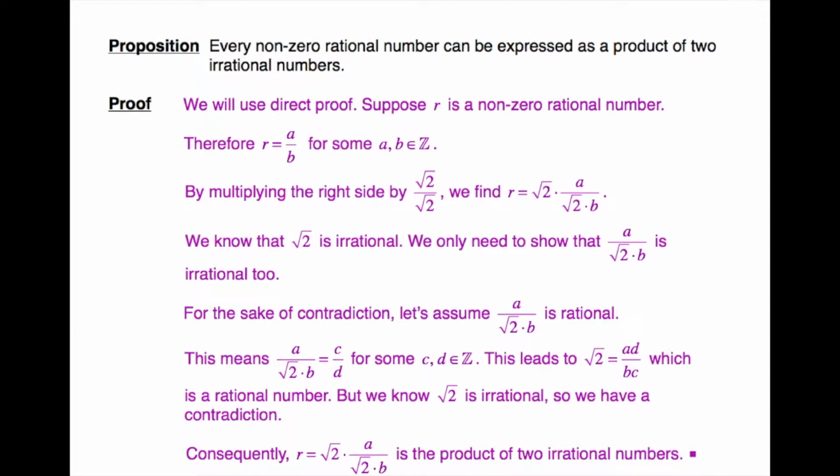Consequently, r equals root 2 times a over root 2 times b is the product of two irrational numbers. It's as easy as that.